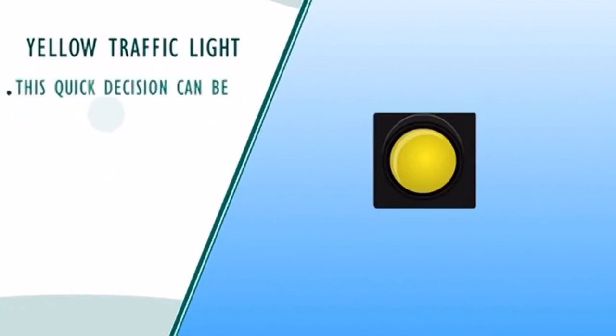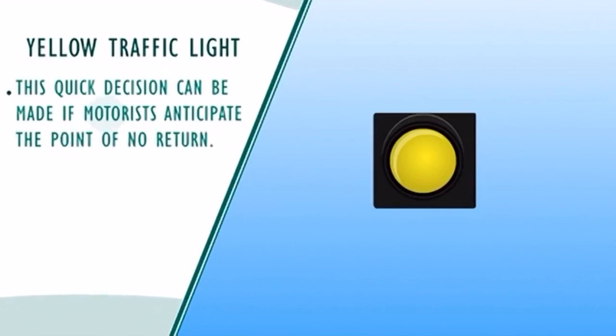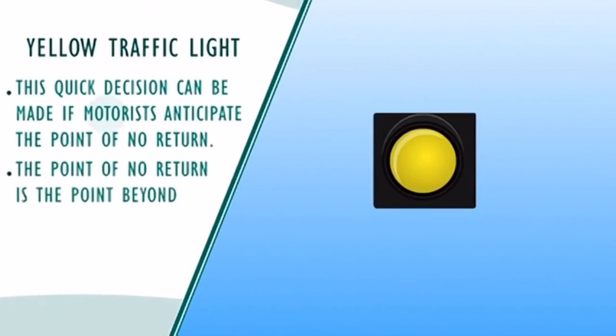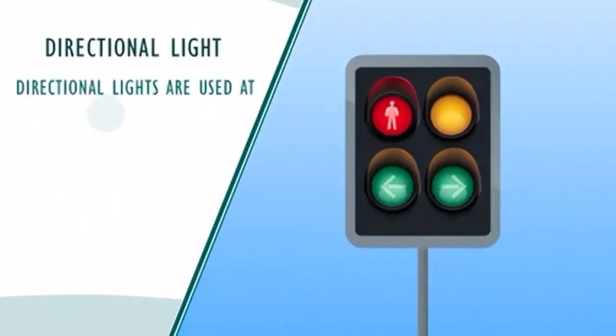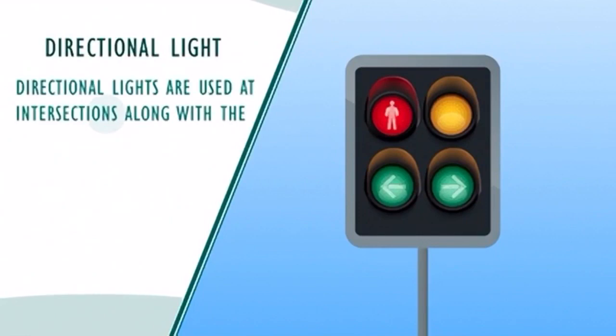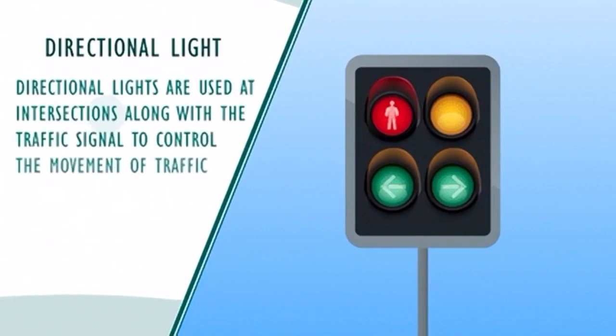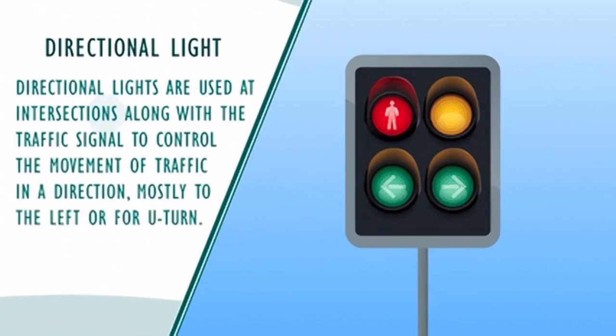This quick decision can be made if motorists anticipate the point of no return. The point of no return is the point beyond which you will not be able to stop. Directional lights are used at intersections along with the traffic signal to control the movement of traffic in a direction, mostly to the left or for U-turn.